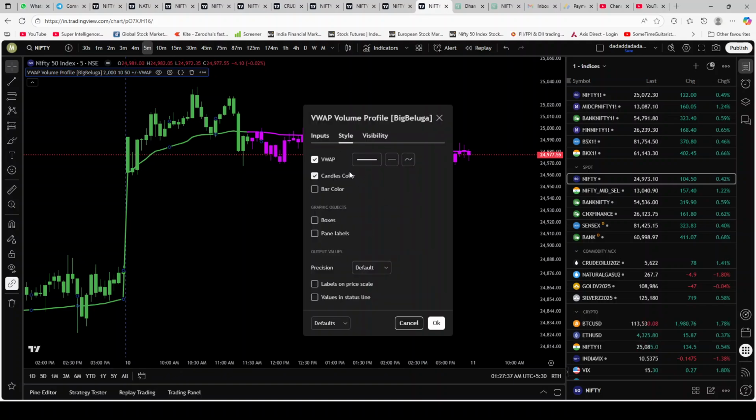On the style settings, I have only VWAP and candle color on. Everything else I have disabled. The VWAP, I have kept it at thickness 3. You can keep it at 2 also if you want. For the sake of this example, it's at 3.